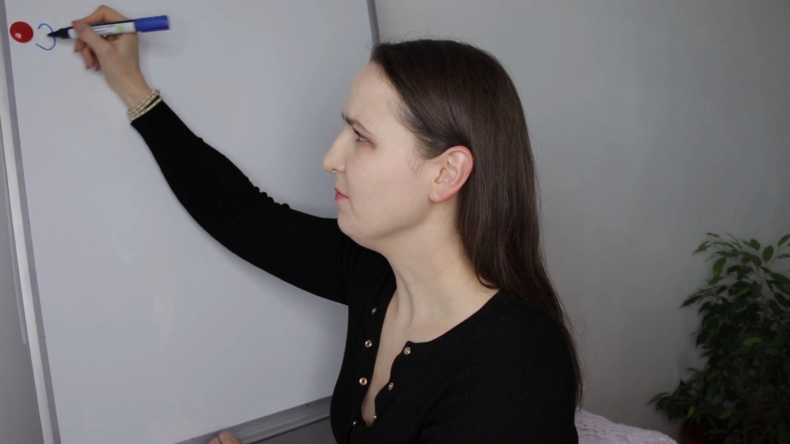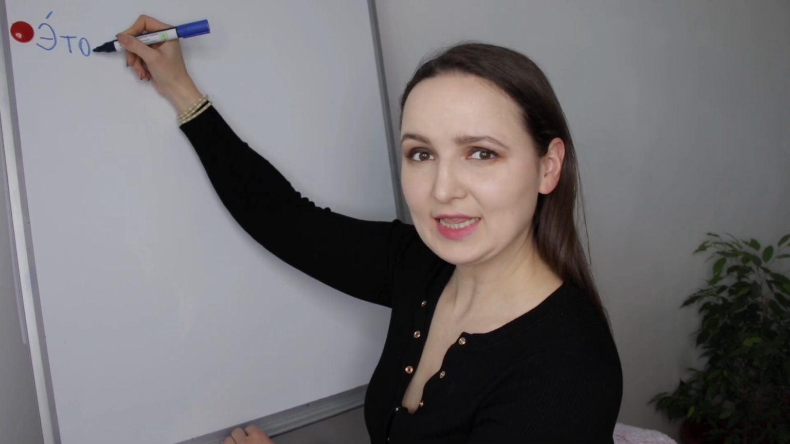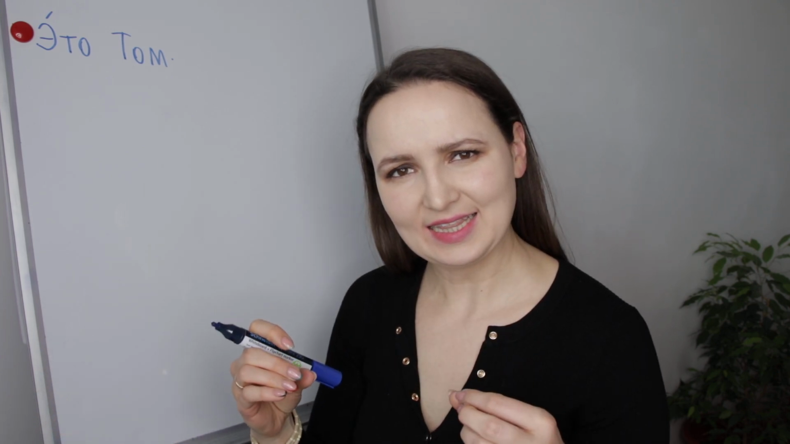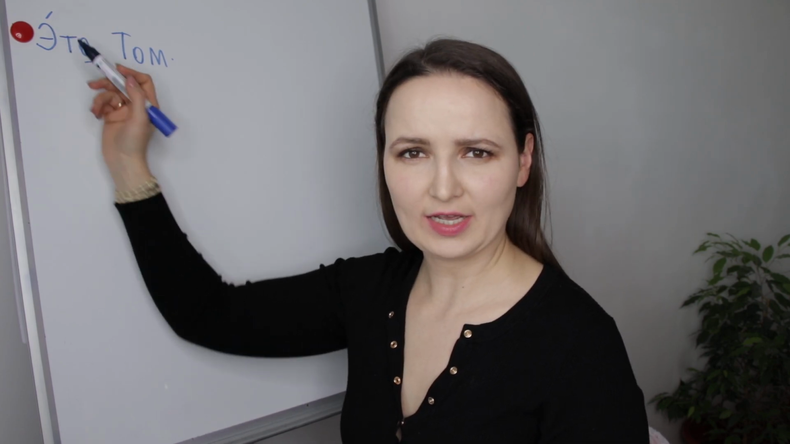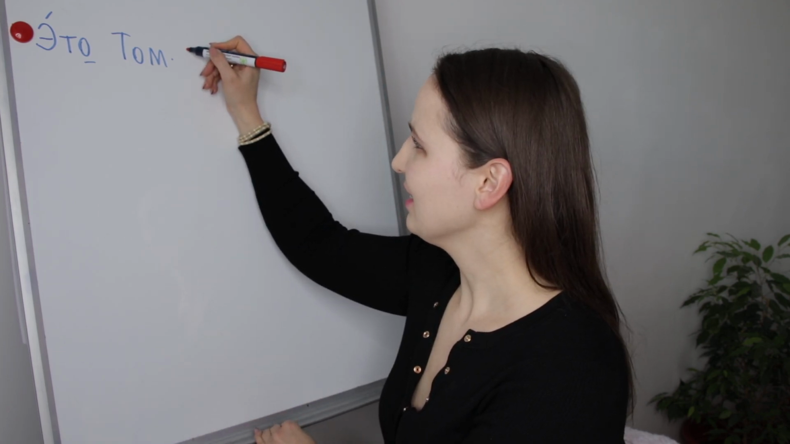И первое предложение, and the first sentence is: Это Том. Don't forget to practice with me out loud, pronounce out loud all the words. Это, ударение на это, is stressed. Это Том. This is Tom. Or, when it's not stressed, pronounce it as a. Это Том. Отлично.